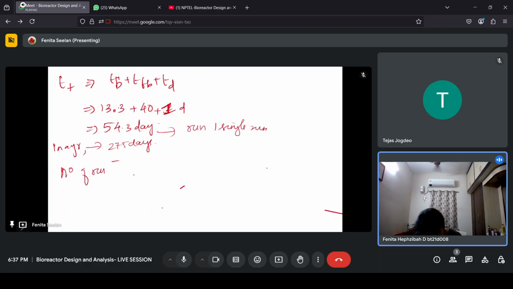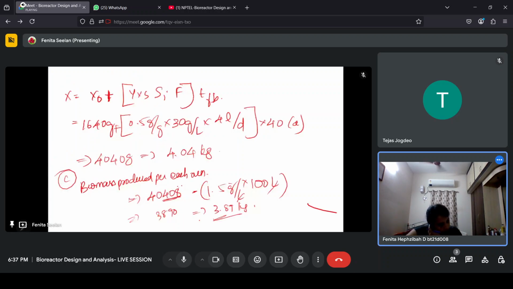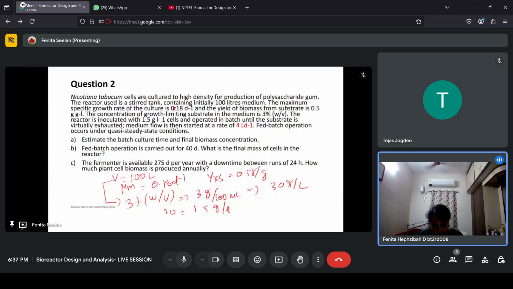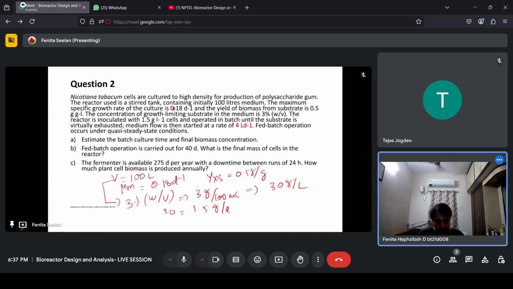To calculate the number of runs, 275 divided by the number of days it takes to run a single run, given as 5.06 runs. Approximately 5 runs we can make. What is asked? We have now found how many runs can be done, so we should now calculate how much plant cell biomass is produced annually.